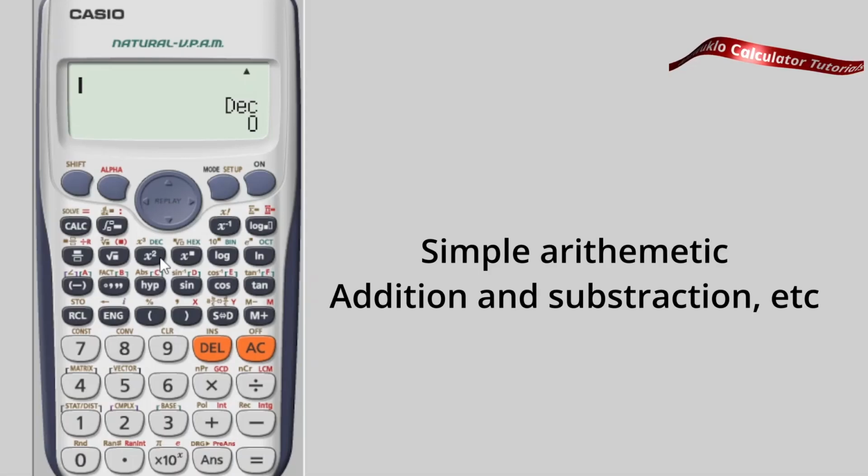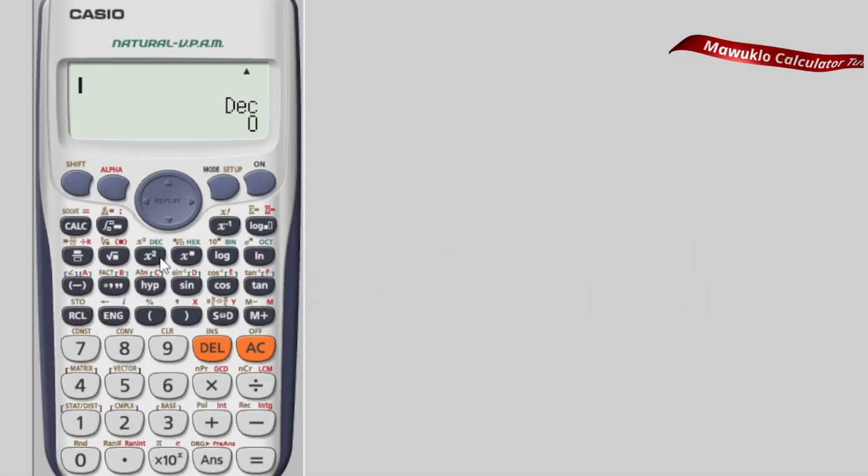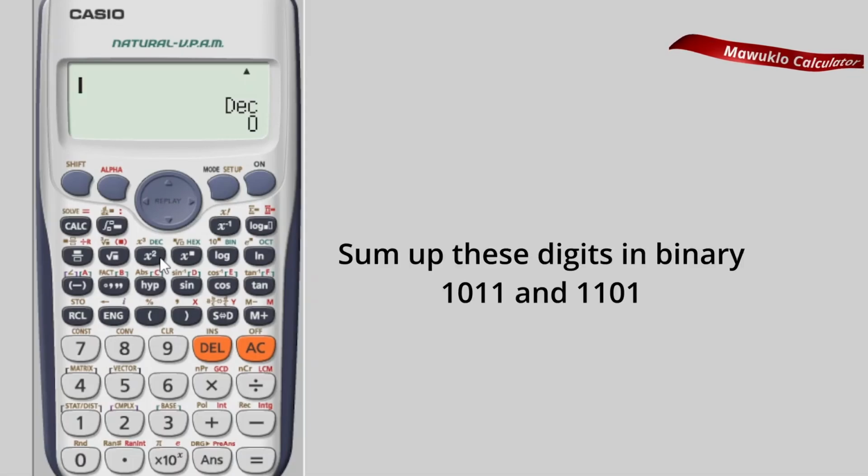Now we'll proceed to performing simple arithmetic in number base using the same natural display calculator. Stick around and I'm going to take you through, in the next few minutes, how to perform this simple arithmetic using your natural display calculator. Given these digits in binary, 1011 and 1101, if I want to add or sum them up in base 2, what I simply need to do is to input the figures.